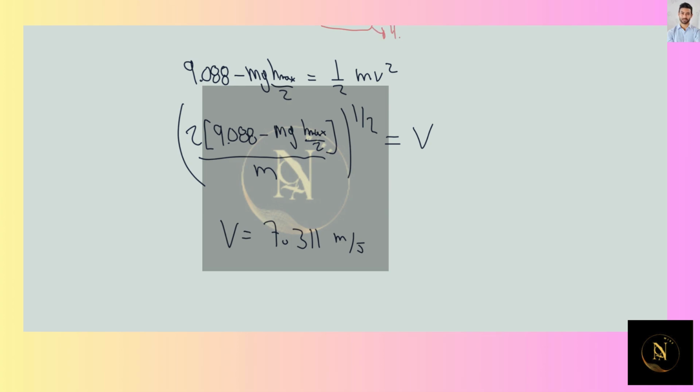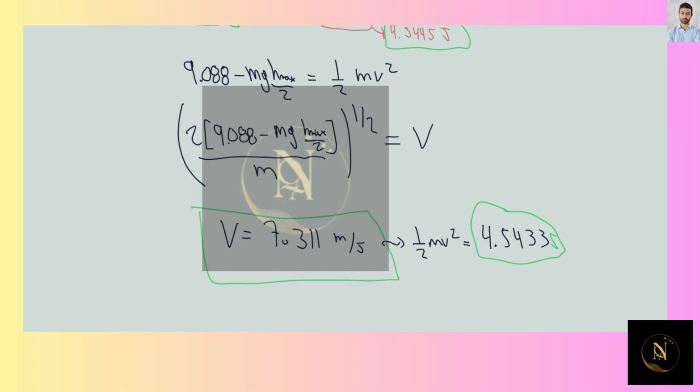Just to verify, this quantity over here of mgh max over 2 is going to contribute 4.544 joules, and with this velocity the component of 1/2 mass velocity squared is equal to 4.55433. So in this case we need to round up to 3 significant digits, and the addition of both of these quantities, joules of course, is indeed the total energy. So with this we have shown that the velocity is this value over here.